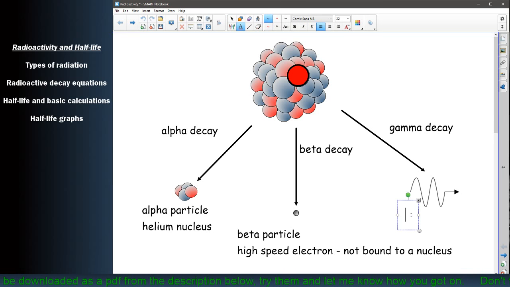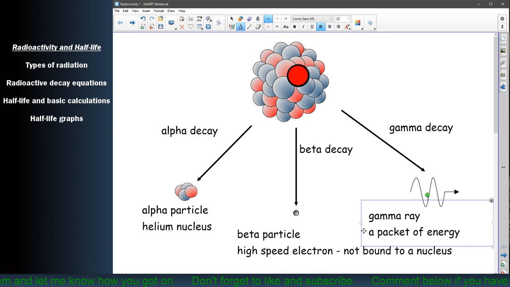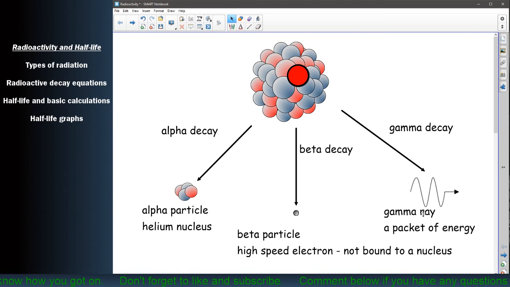So with gamma radiation, we get a gamma ray. Notice we don't see the word particle there because it's not a particle. It's just a packet of energy. For the super fancy amongst you, you can change the word packet to photon if you want, but it's probably a good idea to avoid that term until a little bit later in our education, a couple of years from now. All right? Happy? Good. Excellent.